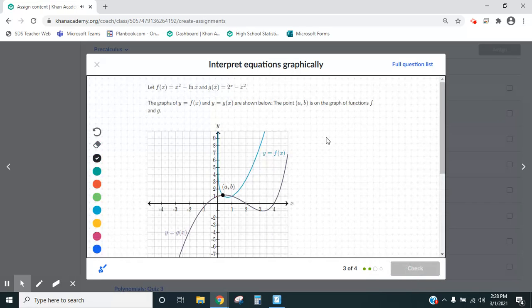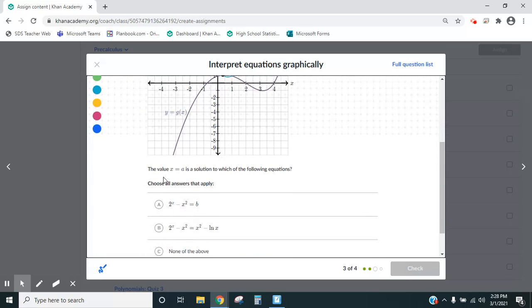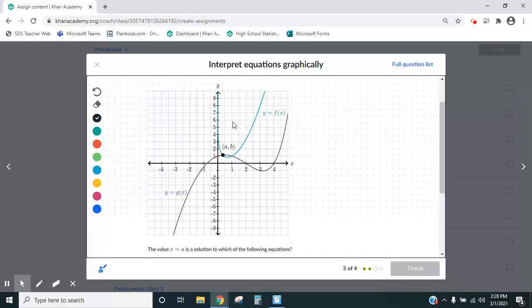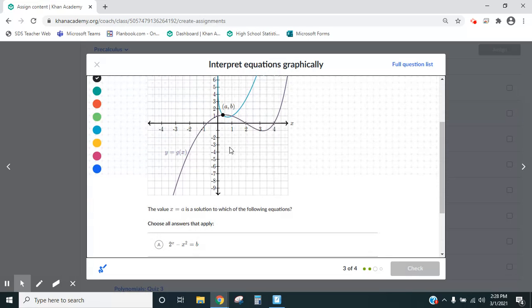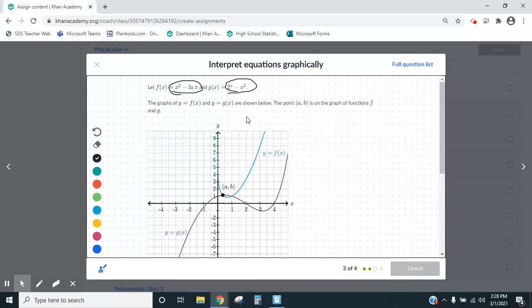Let's do one more. The graphs of these two functions are shown below. Point (a, b) is on the graph of f and g, so they're telling us it's a point of intersection. x equals a, so that point, just like the first one we did, is the solution to which of the following equations? So remember our way through this, right?